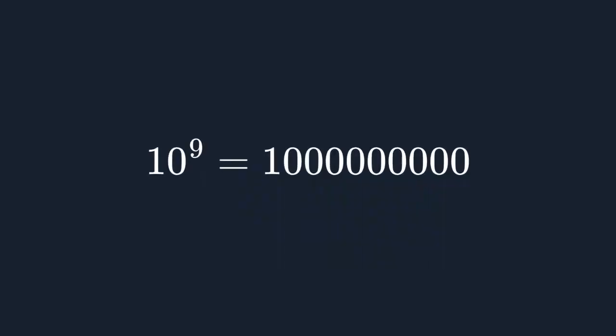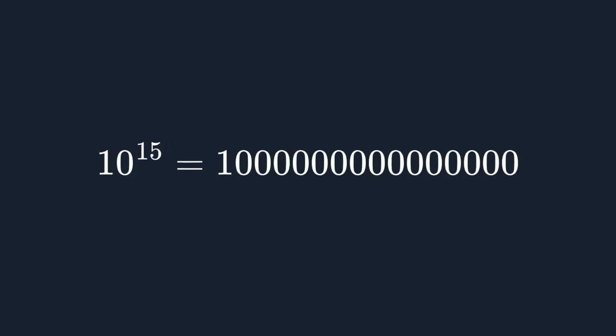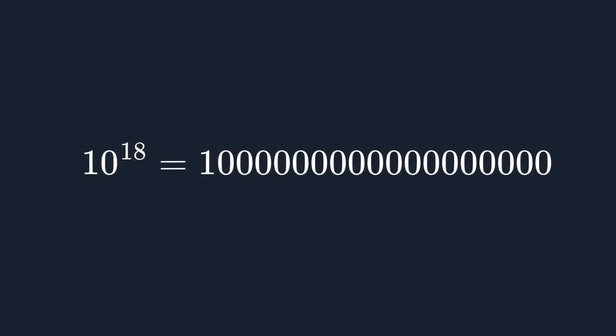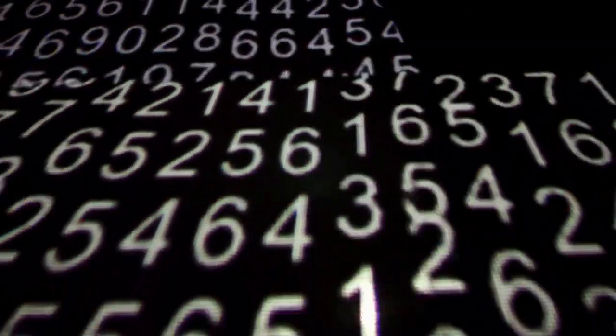10 to the ninth power equals 1 billion. 10 to the 12th power equals 1 trillion. 10 to the 15th power equals 1 quadrillion. 10 to the 18th power equals 1 quintillion. And we continue. 10 to the 20th, 10 to the 30th, 10 to the 50th, 10 to the 60th, 10 to the 70th, 10 to the 80th, which is the number of atoms in the observable universe.